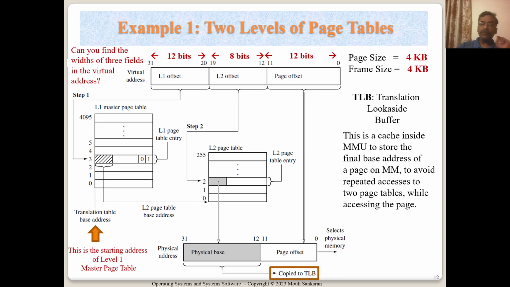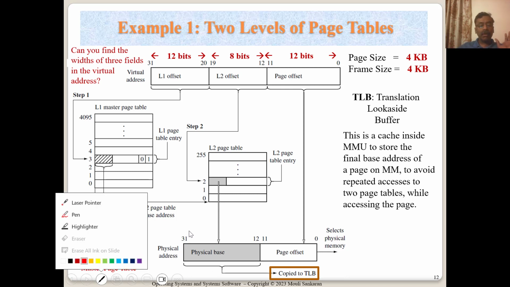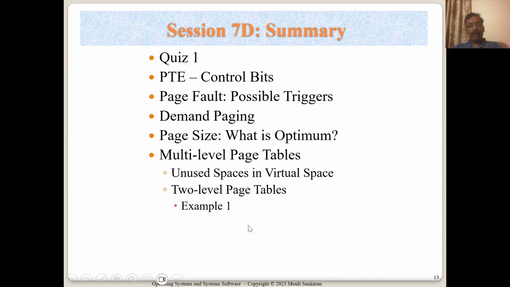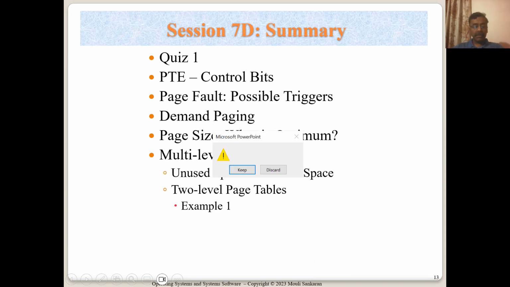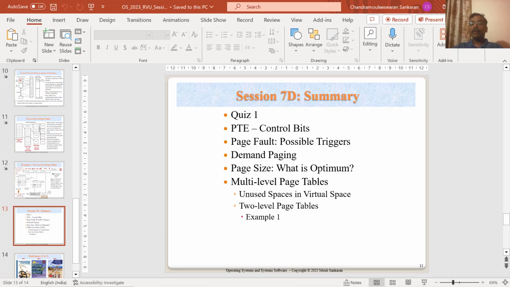I will talk about the TLB soon. Right now, let us not worry about it. So this is the summary of what I want to say on page tables and multi-level pages. Let us stop here and go to the next. This is done. Okay, 7D is done.